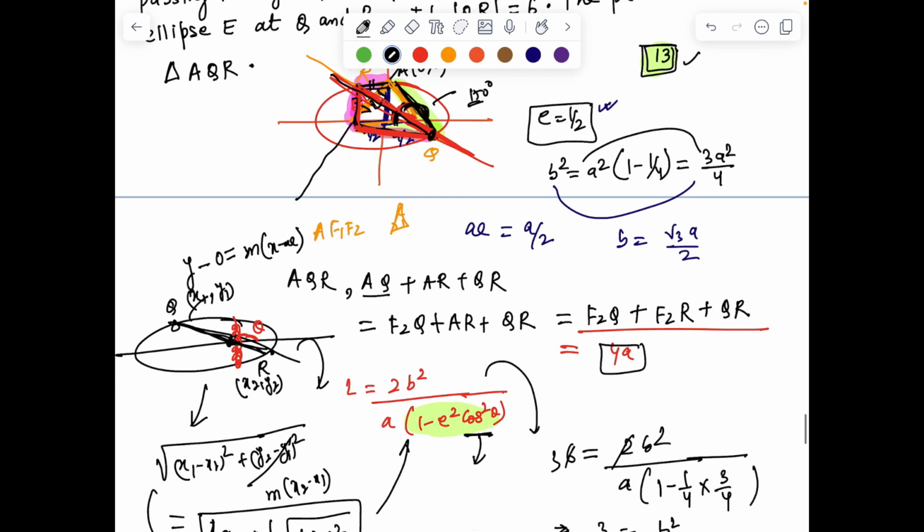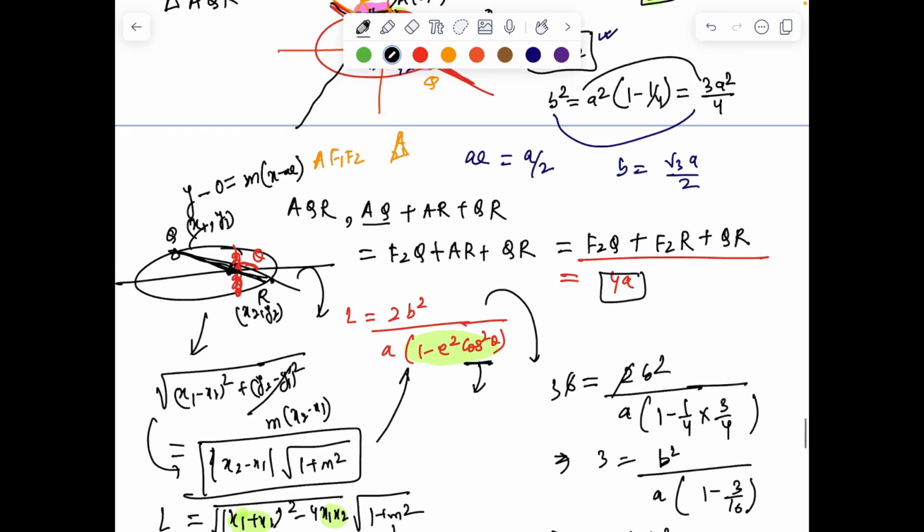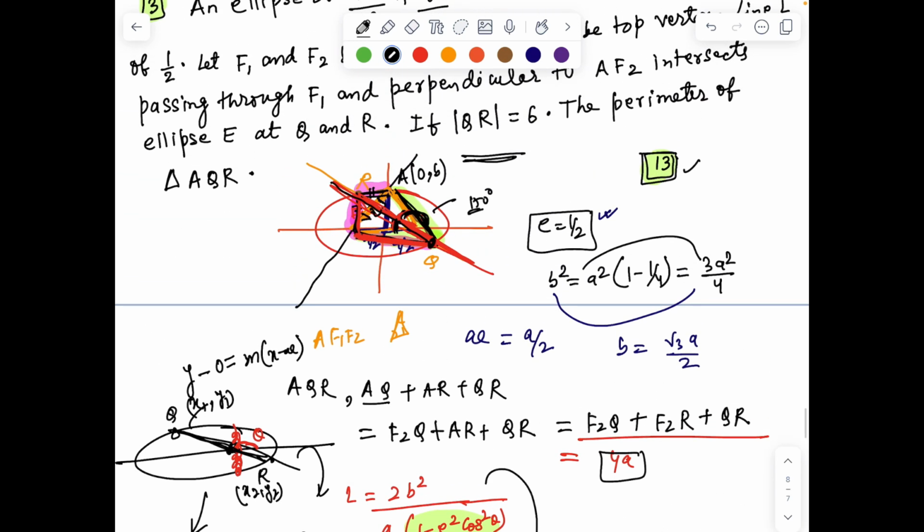If you already know this ready-made formula of 2b²/a into 1 minus e² cos² theta, it saves you time. If you don't know it, you should at least be acquainted with the procedure. Okay, you can't afford to think through the procedure in the examination. This would be made ready for you in your 2 years of learning program.